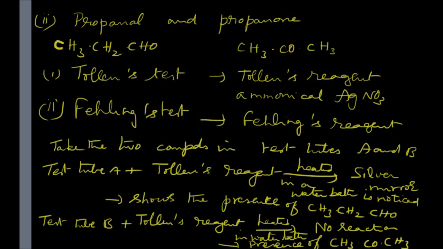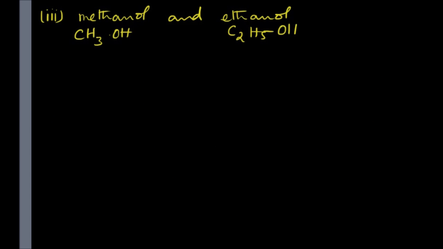So you will have to write it in the same way. Test tube A plus Fehling's solution heated, a reddish brown precipitate obtained shows the presence of propanal. Test tube B plus Fehling's reagent heated, no reaction, shows the presence of ketone. So for the two pairs, I have given you the answers in two different ways. Whichever you like, you can write in the same way, but you cannot be more brief than what I have explained. The third pair has methanol and ethanol.